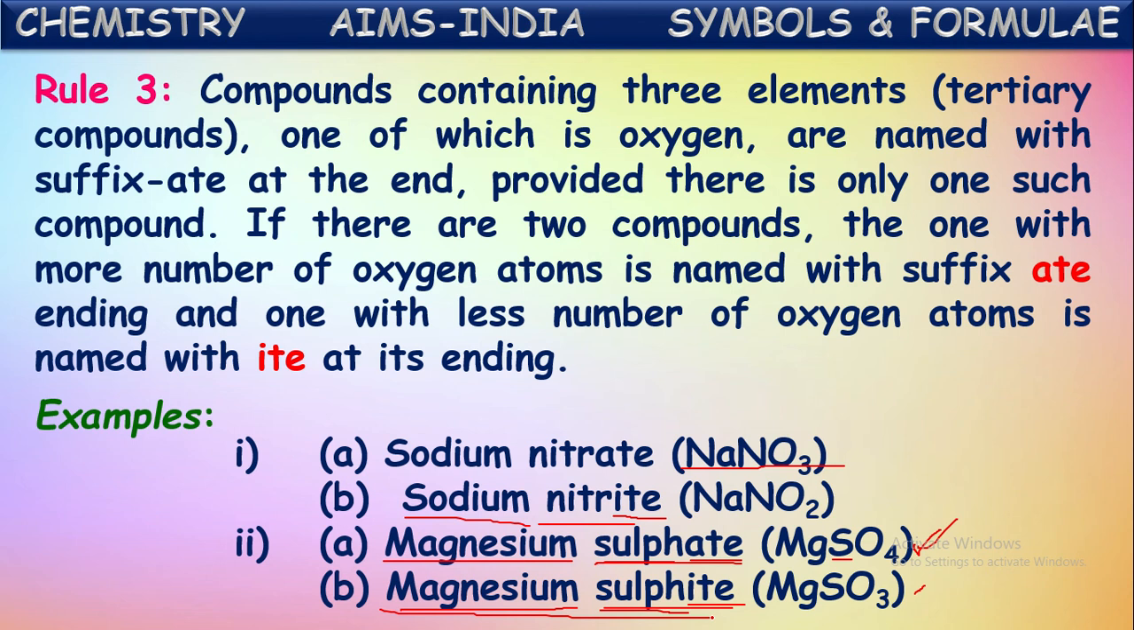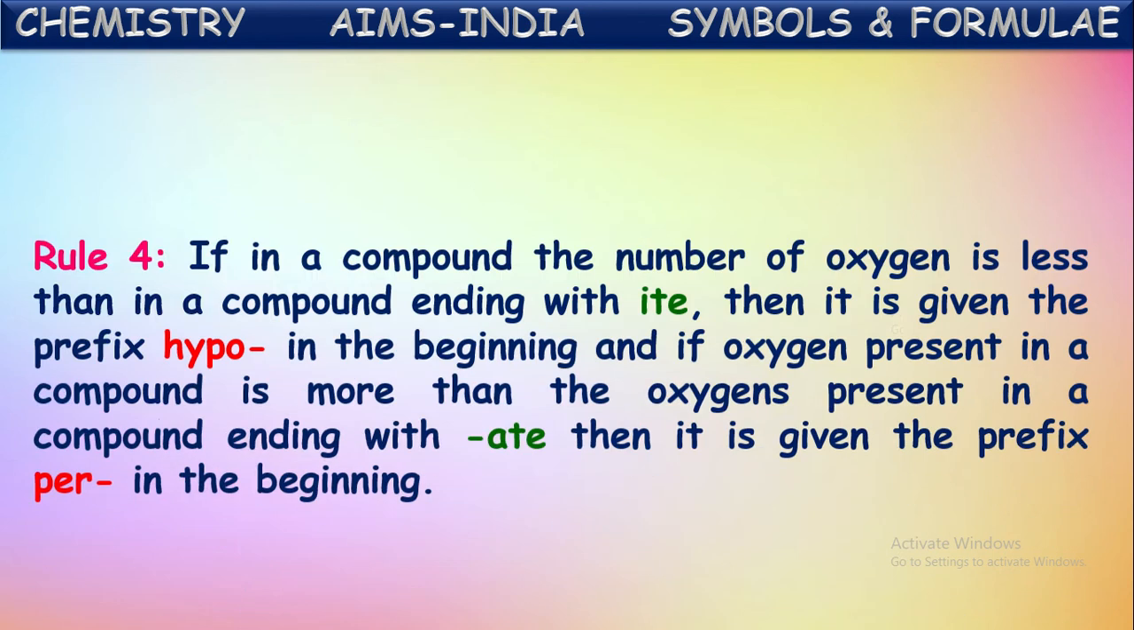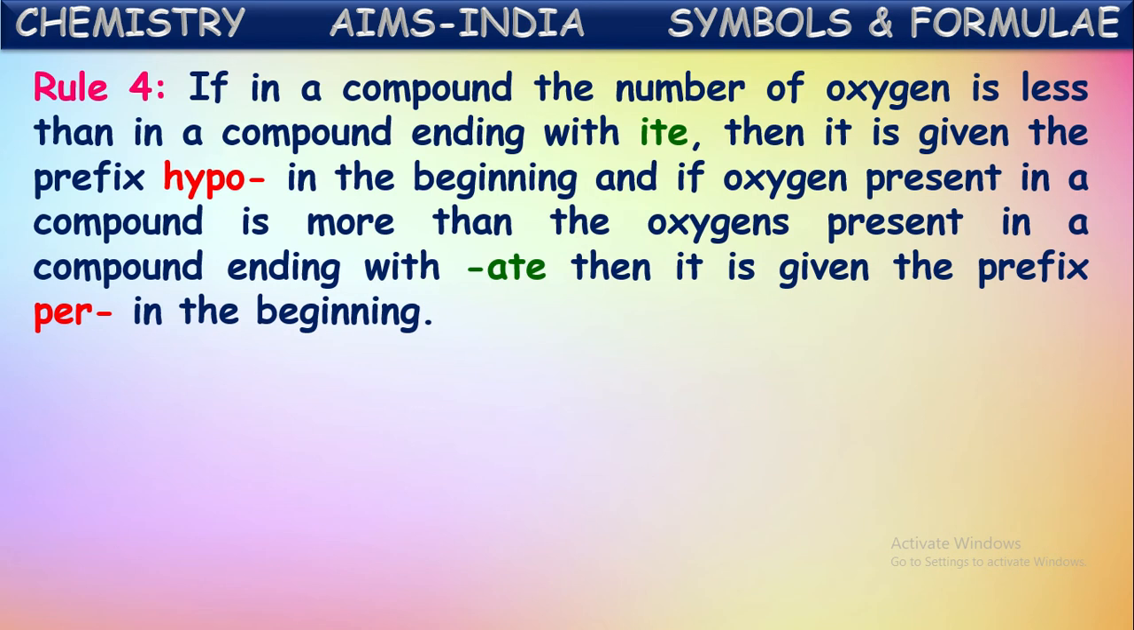Got it? Next, let us see one more rule. That is, if in a compound the number of oxygens is less than in a compound ending with -ite, then it is given the prefix hypo at the beginning of the name.